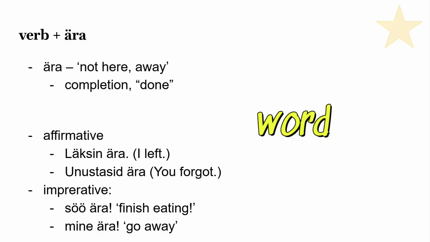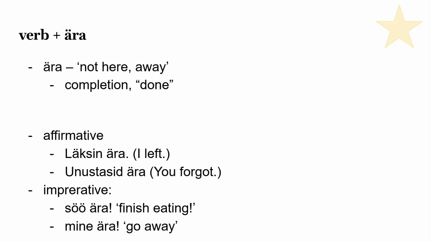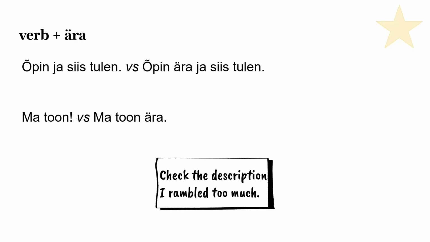So ära as a verb can mean not here or away, but it can also mark this completion aspect. So in the affirmative it would be läksin ära, I left, like it's done. Unustasid ära, you forgot, completely, it's done. But also in the imperative, which we looked at in the previous grammar point. So söö ära, like finish eating, or eat all of it. Mine ära means go away, like don't be here. And the most difficult aspect of this grammar point is that the meaning can vary quite a lot. For example, ma toon versus ma toon ära.